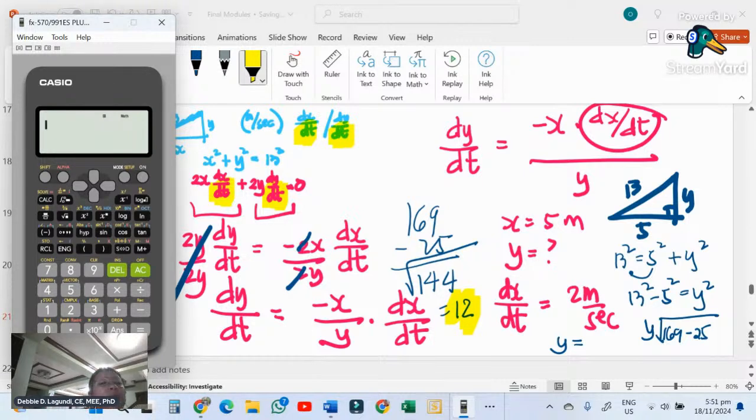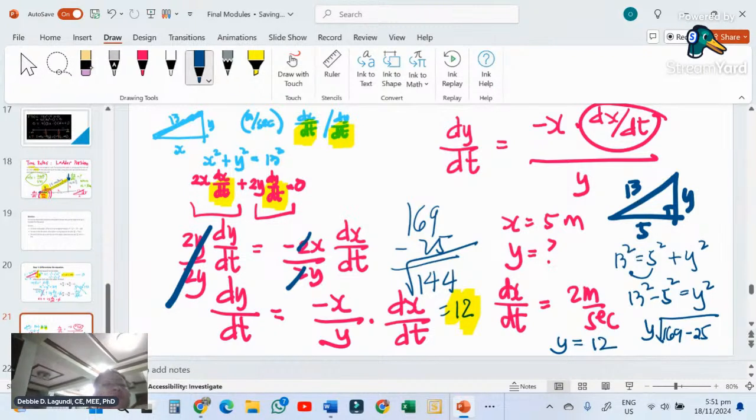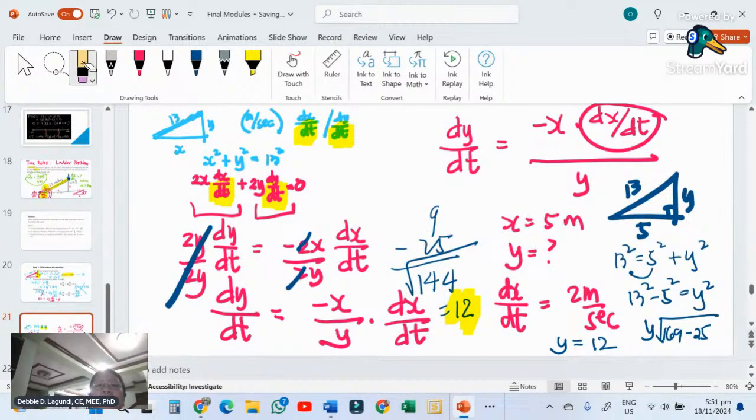Okay, so we have the square root. That's funny, isn't it? Square root of 13 squared minus 5 squared. Careful ka, baka maano ka. That is 12. Undisturbed. Okay, so that's it. Y is 12. Sorry for that, okay? You can skip that part, please. Right, so y is 12.